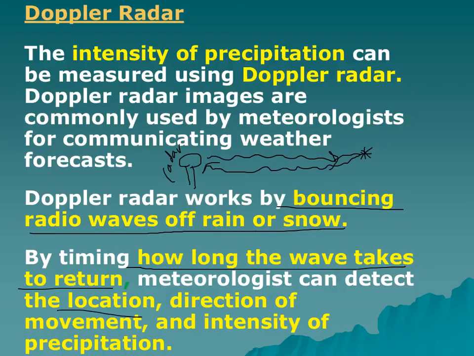We can also determine the location, the direction of movement of the precipitation, and even the intensity. The more waves that are bounced back, the more rain there is, so the stronger the storm is, and the bigger the particles. And so when we can see all that, we can start to predict where the weather's going. We can figure out where that storm is headed. We can find the direction, the speed, the location, and how strong it is, and let people know, hey, there's a storm coming your way.